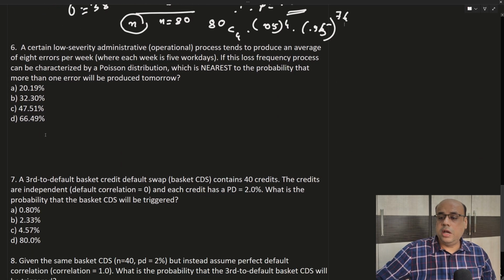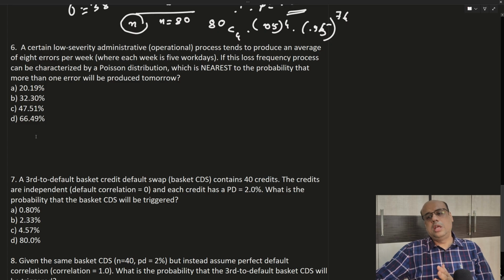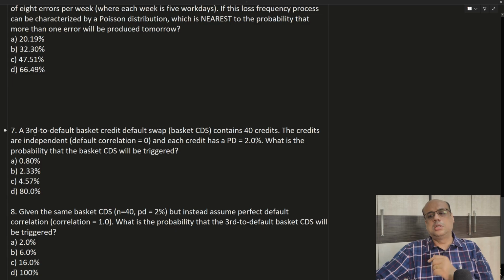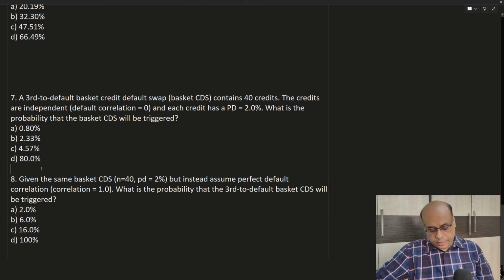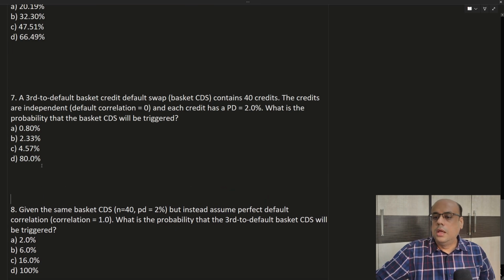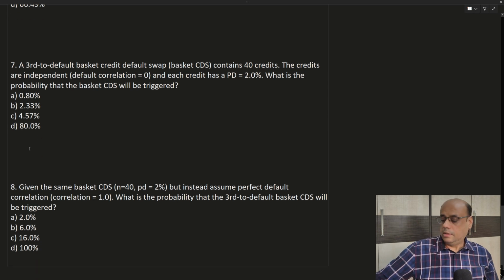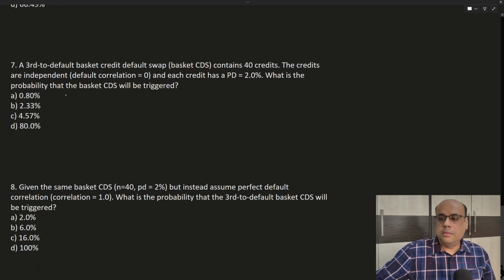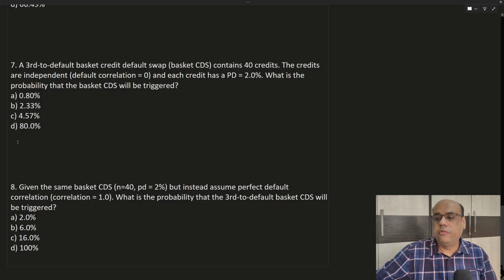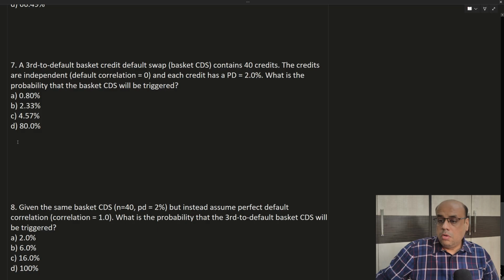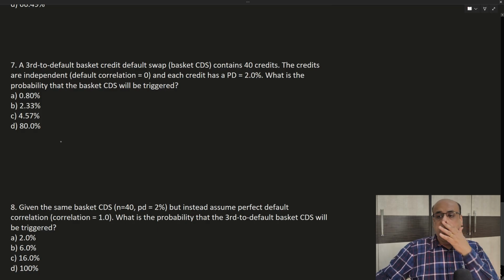So the sixth we already did. This is also a variance of the Poisson distribution that we just discussed in the first question. Now the 7th and 8th questions are slightly conceptual. Just listen carefully here.